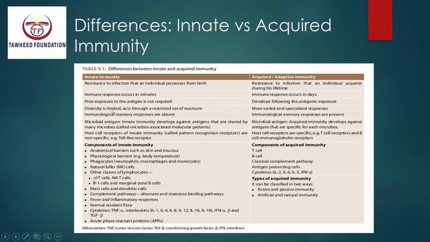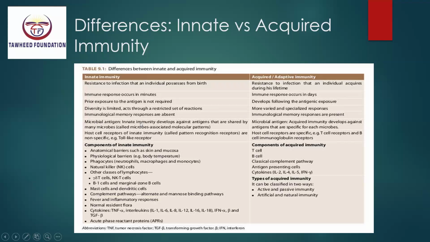In innate immunity, diversity is limited, and it acts through a restricted set of reactions, whereas in acquired immunity, more varied and specialized responses occur. Immunological memory responses are absent in innate immunity, and immunological memory responses are present in acquired immunity.